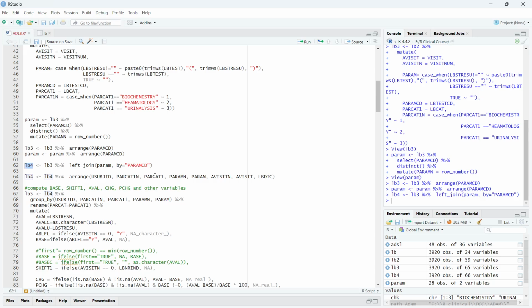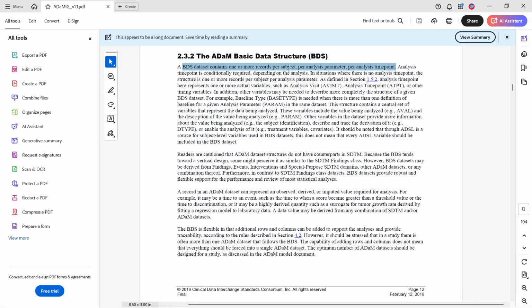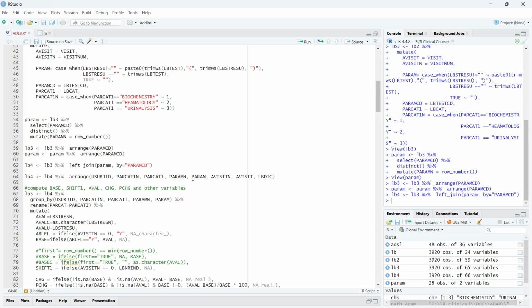Then lb4 we have to sort based on the cat1, because this is one of the reasons for sorting: we cannot use the character variable, right? So we have to use the numeric format. For that reason we have to create the numeric format in the param1 and cat1, because of the BDS data structure: for each subject we have more records per parameter, per analysis time point. Okay, that's one of the reasons we have to sort param and visit wise, time point wise. Okay, so we have to sort this one.